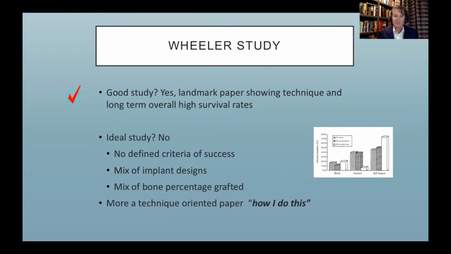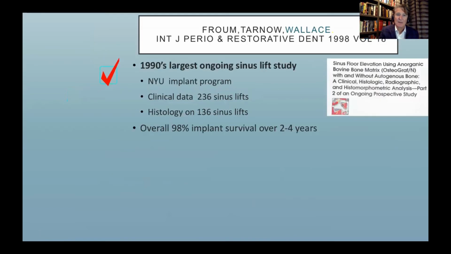There was no definition of success criteria. They used a mix of implant designs, a mix of bone percentages, and so it's more of a how do I do this paper. One of the landmark papers that followed was done by Froome and his group. Stephen Wallace in particular has done a lot of work in this area, and it was part of the New York University's implant program, and they had clinical and histological data on a large sample.